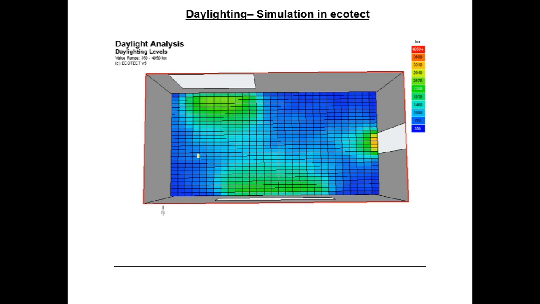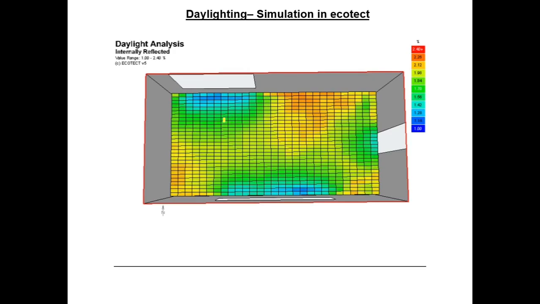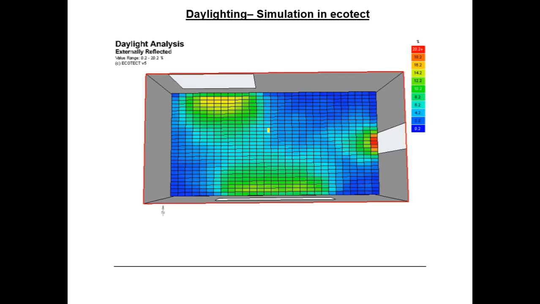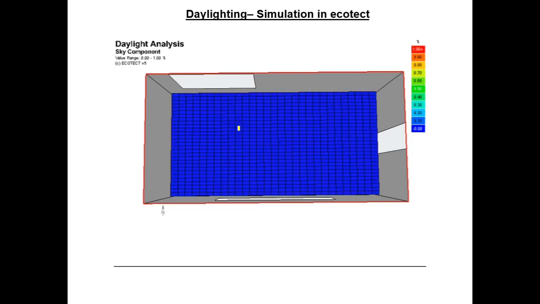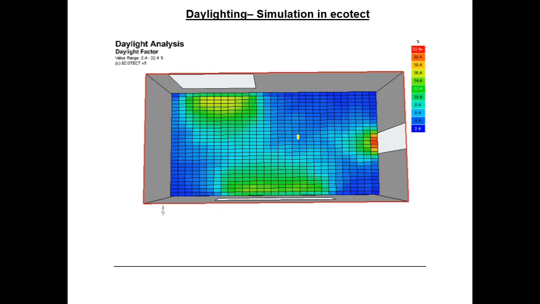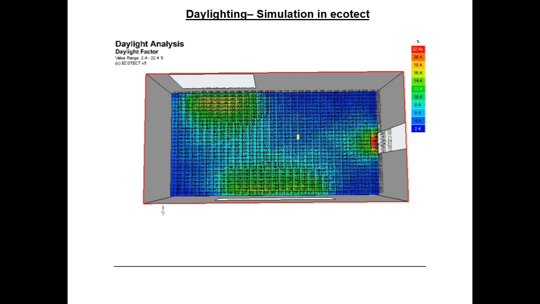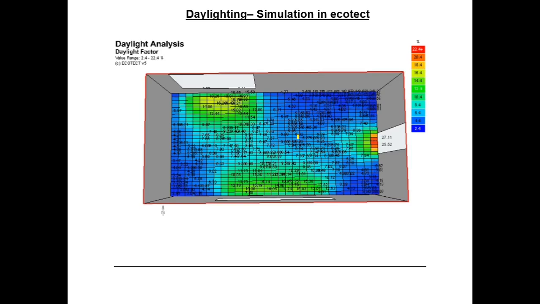The daylighting levels you can clearly see indicated by this. There is some internally reflected light which we saw in the previous slides, IRC. These are the internally reflected lights. We have the ERC, externally reflected light. Since there are no neighboring buildings, not much externally reflected light is there. We get sufficient daylight. The sky component is lesser because it is giving an average for the whole year. Ecotect can give us a lot of values in units, and it is actually giving the daylight percentage.